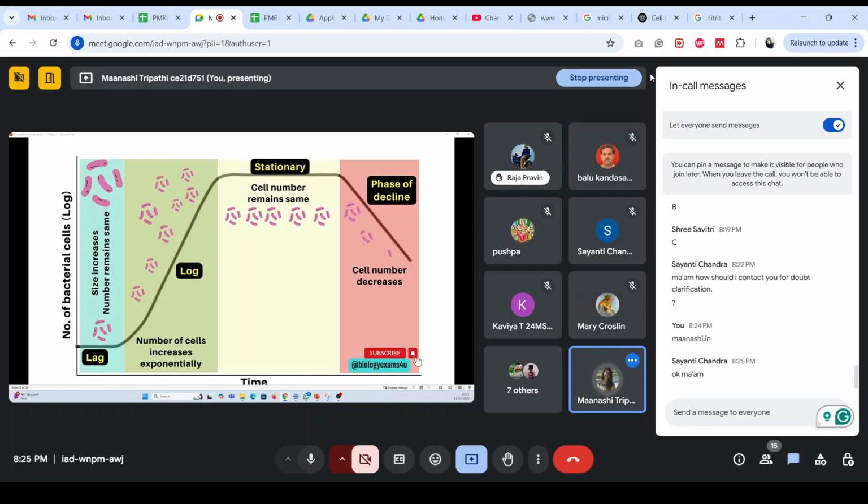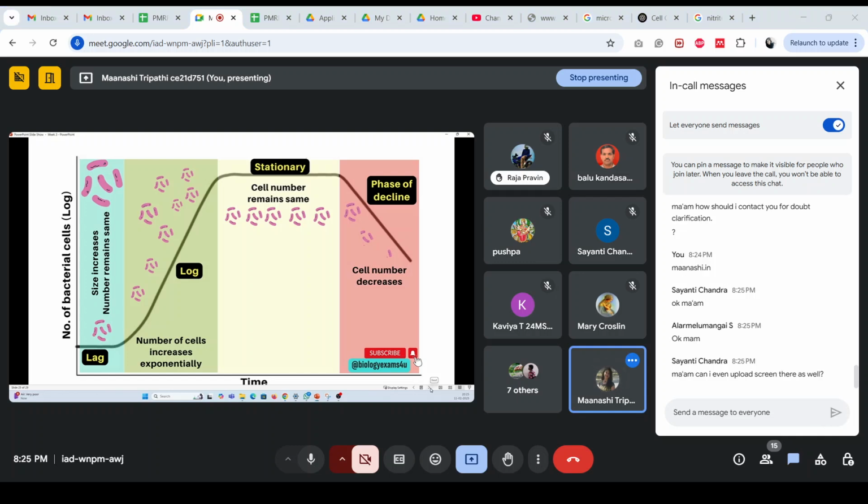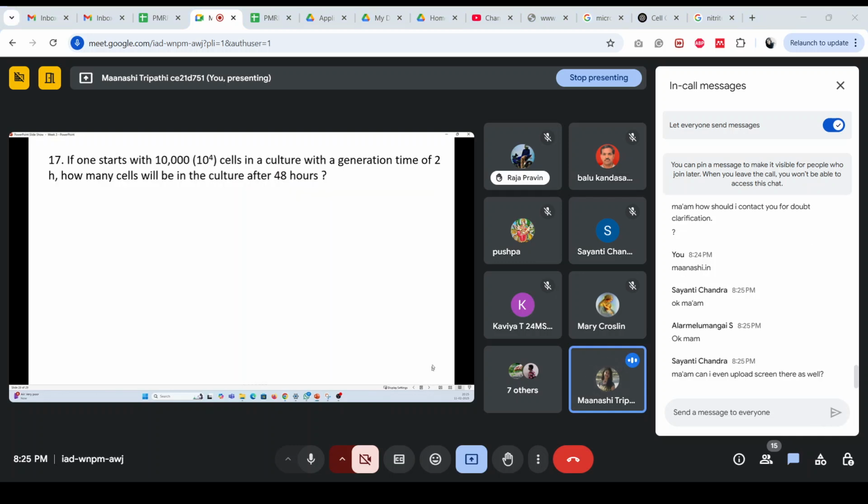So I hope you understood this bacterial growth curve. Here we have discussed the phase of decline, or endogenous respiration, or the death phase. So this is a numerical question.